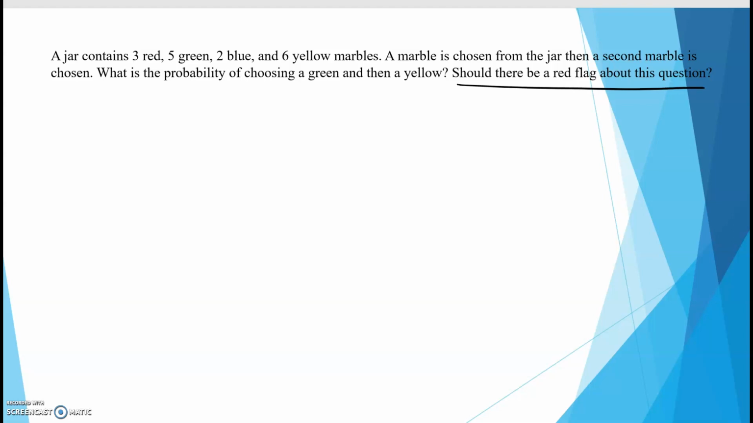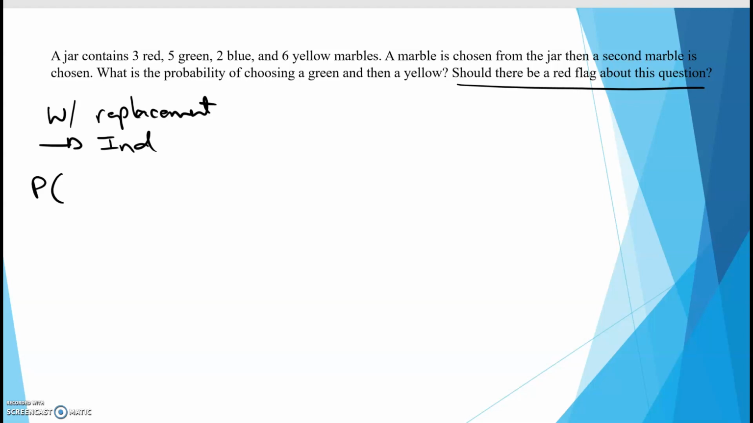So it says right here, a marble is chosen from a jar and then a second marble is chosen. Well, what did you do with the first marble? Did you put it back in the jar or did you throw it at your friend? So let's look at both of them. So with replacement and without replacement. So with replacement, we know that is independent.